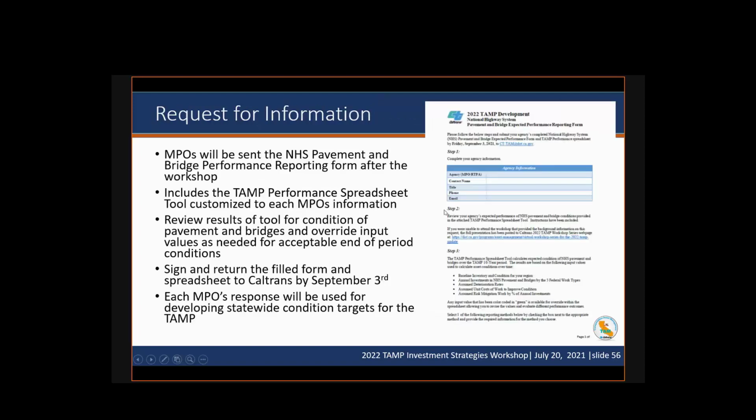All right, next slide then, please. Oh, actually, sorry about that, Mike. Do you want me to go over that we're going to send this information out? This is just indicating that we will be sending the tool out to each of the MPOs. We are keeping this at a regional MPO level, but we encourage you to work with your local agencies in evaluating this 10-year end of period performance for pavement and bridges on the National Highway System.